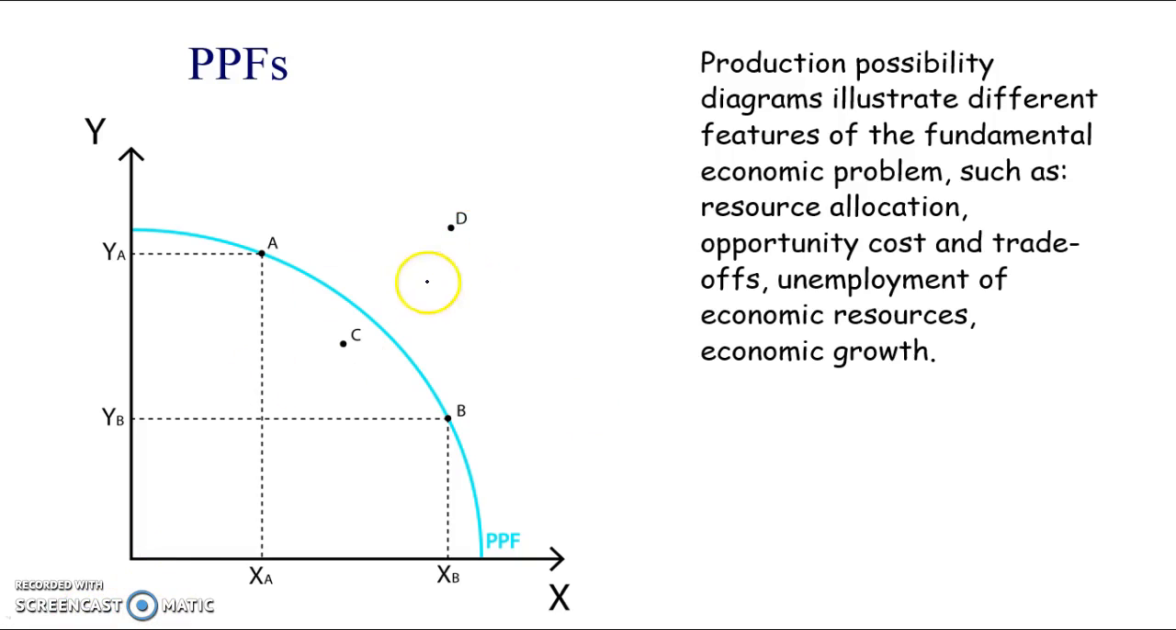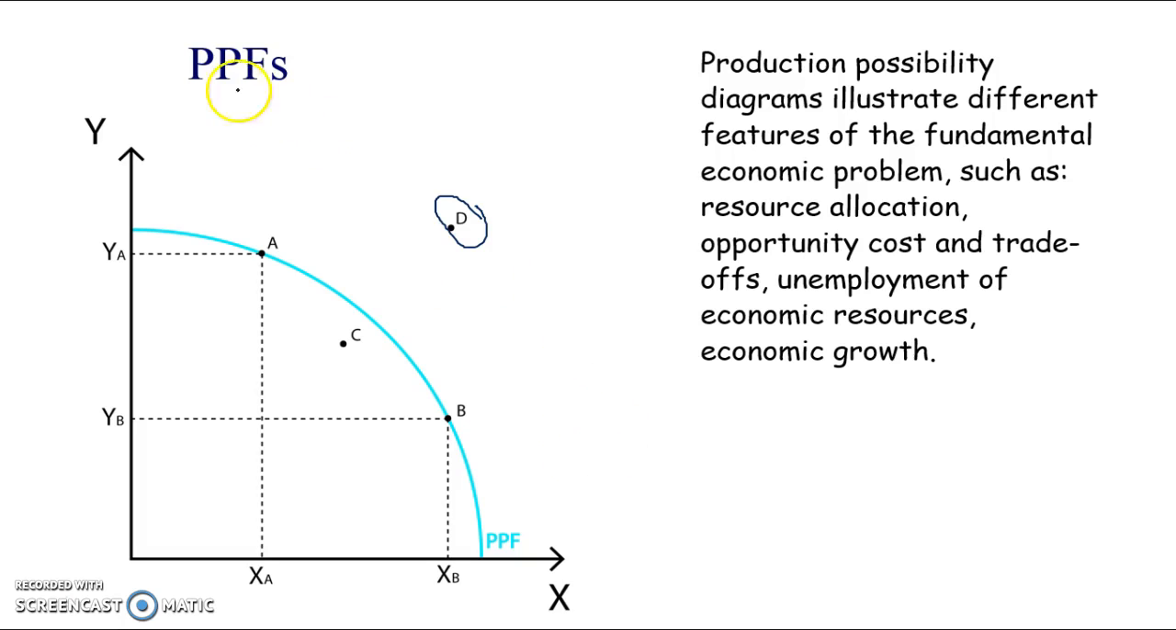We've also got point D here. Now, unfortunately, given the current state of technology and the amount of resources that we have, we cannot achieve this point D here. Certainly in microeconomics, we say we can't achieve that. In macroeconomics, when you get onto your AD-AS diagrams, this point could be where we've got a positive output gap, but we know in macroeconomics that would only be sustained in the short run.